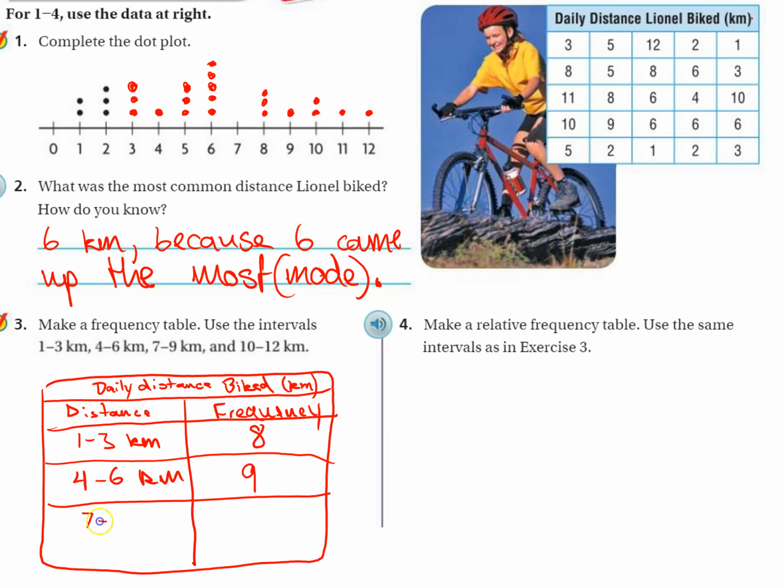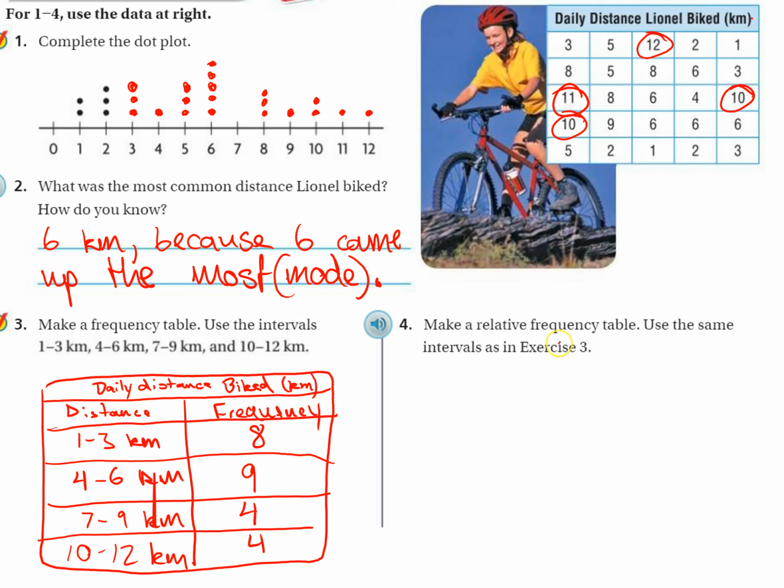And 7 to 9 kilometers. How often did that happen? There's an 8, that's between 7 and 9, 7 and 9, 7 and 9. So 4 times. And then 10 to 12 kilometers. How often did the number between 10 and 12 come up? Those are between 10 and 12, 10 and 12, 10 and 12, 4 times again.